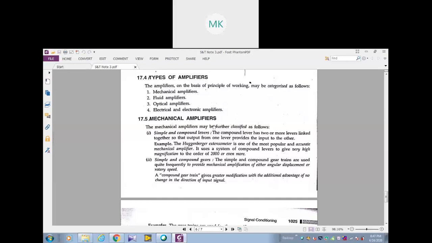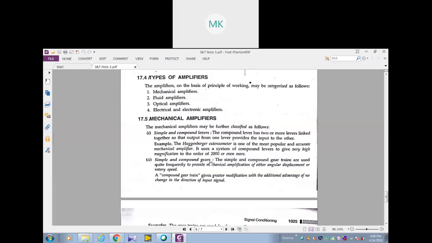Mechanical amplifier. The mechanical amplifier may be further classified as follows: simple and compound lever amplifiers, simple and compound gear amplifiers. In the lever amplifiers, we are using two or more levers linked together so that the output of one lever provides the input to the other. This is simple and compound lever amplifiers. Simple and compound gear amplifiers.